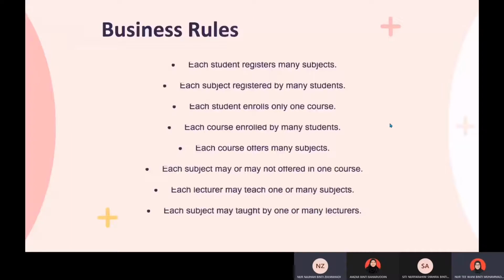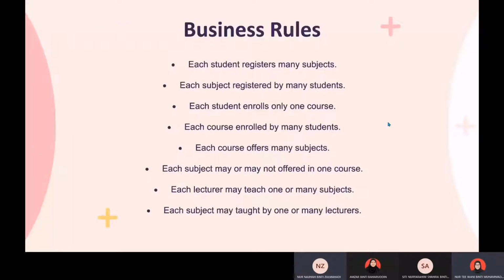Business rules. Next. So the business rules are: students register many subjects, a subject is registered by many students, each student enrolls in only one course, each course is enrolled in by many students, each course offers many subjects, each subject may or may not be offered in one course, each lecturer may teach one or many subjects, and the last one, each subject may be taught by one or many lecturers. Next.